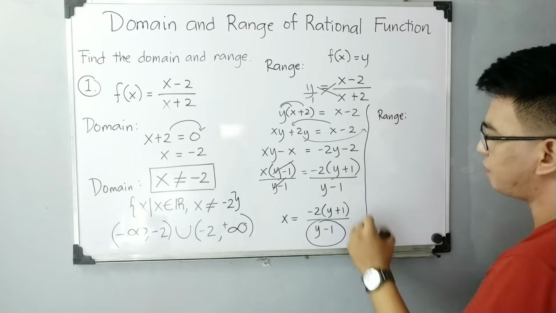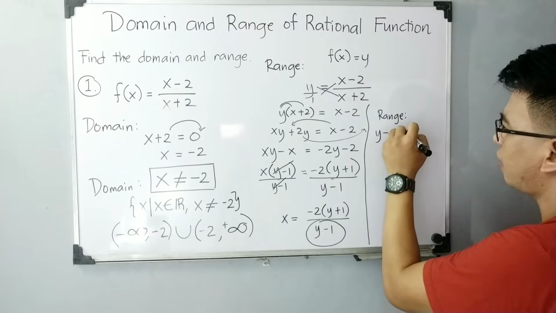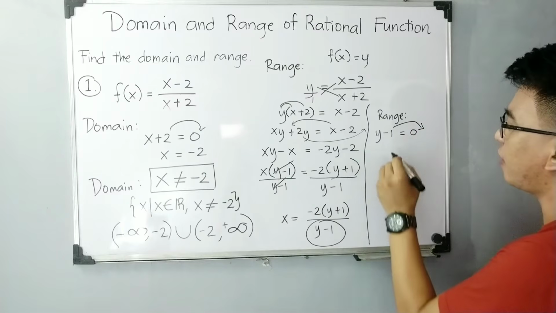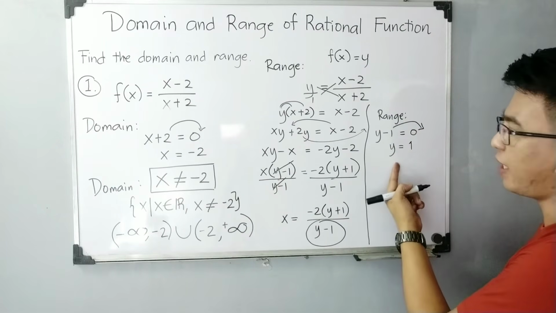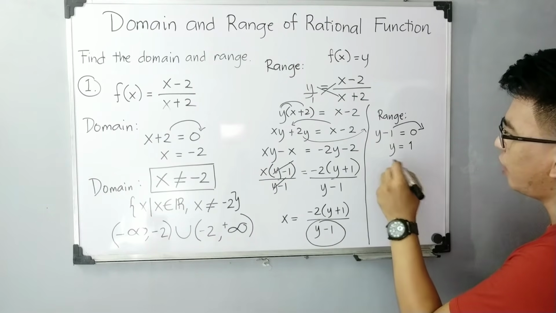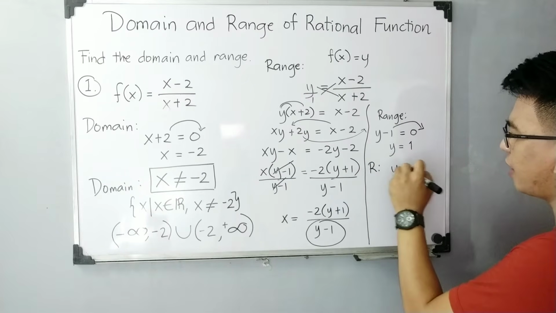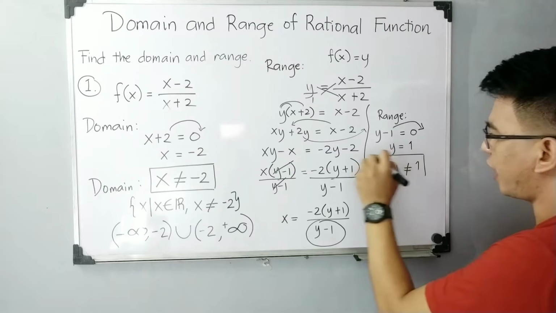We have y minus 1 is equal to 0. Transpose natin, kapares ng ginawa natin doon, your y is equal to 1. Pero hindi yan yung sagot natin, kasi kapag ginawa natin 1 to magiging 0. So what we will do is, ang magiging range natin ay, range is simply y is not equal to 1. Ito yung magiging sagot natin for the range.